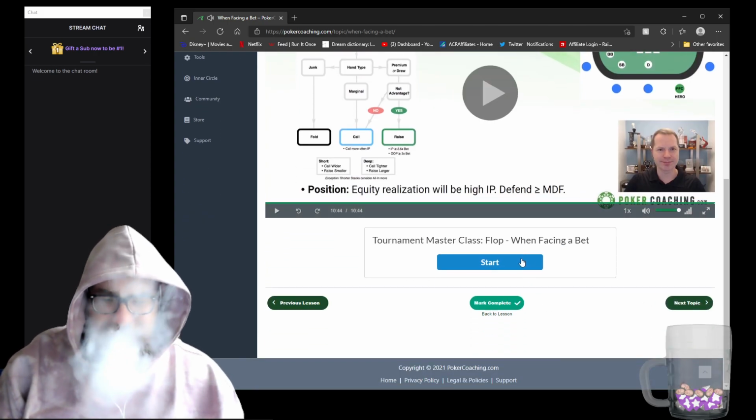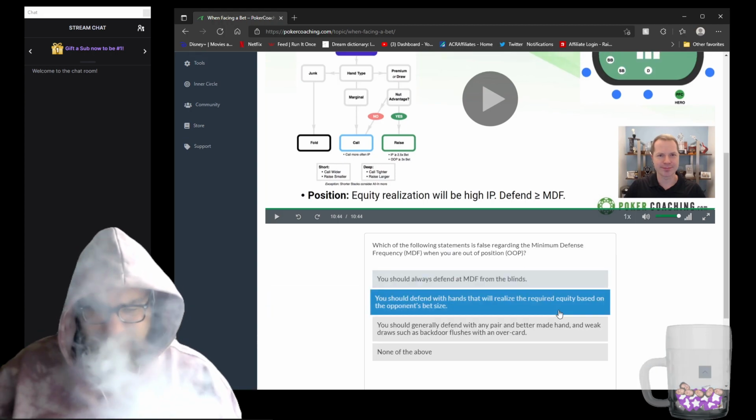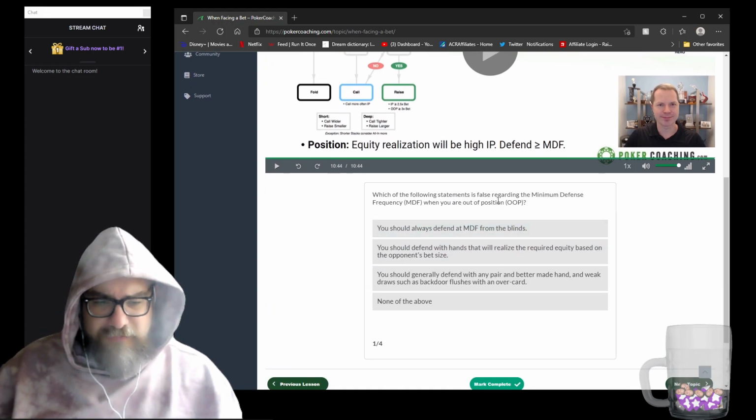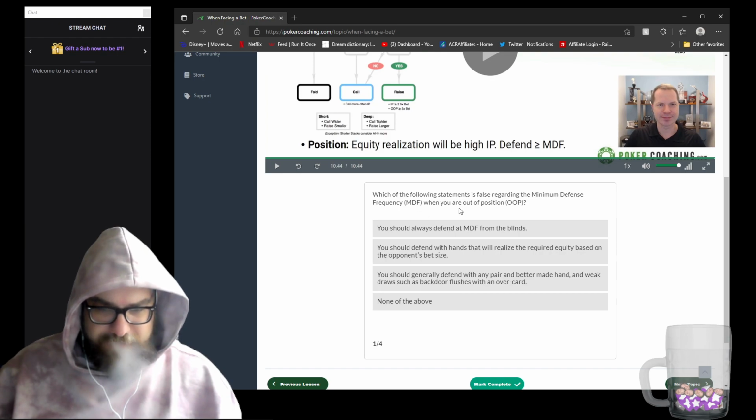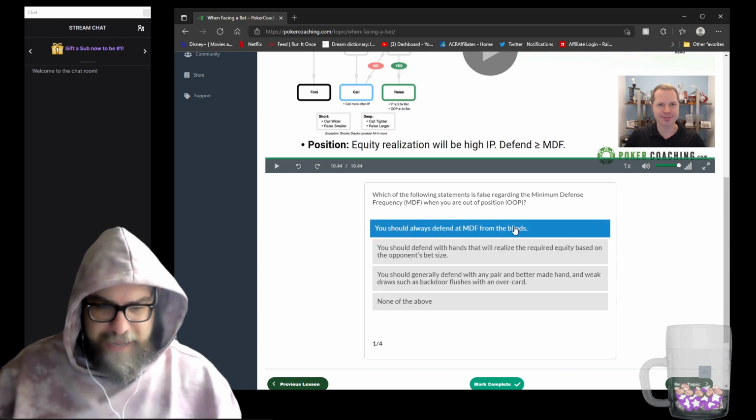And those examples are going to get intense in a minute here. Which of the following statements is false regarding the minimum defense frequency when out of position? You should always defend at minimum defense frequency from the blinds. That's not true.